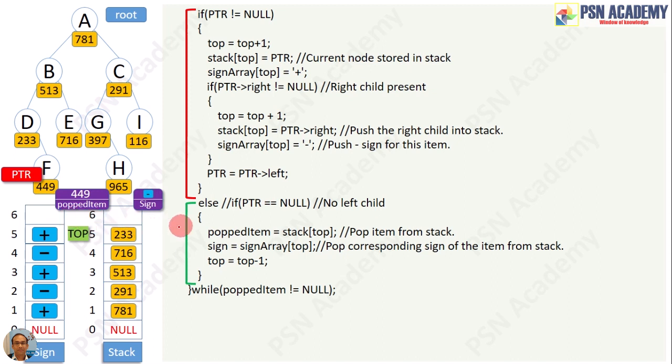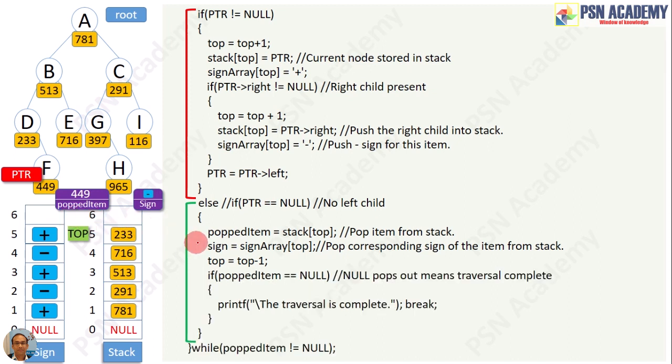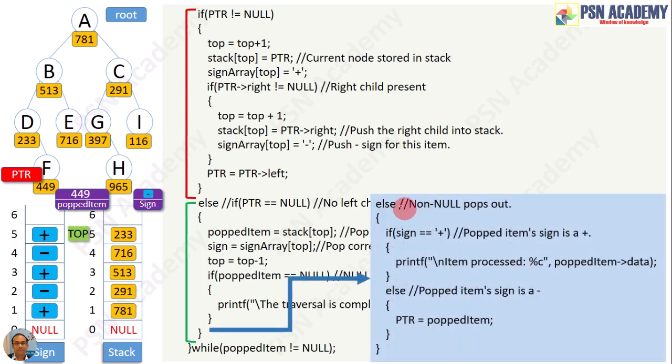So for that, we will have a check here. But before that, we will check whether the popped item is null or not. If the popped item is null, that means this null comes out of the stack, then you will know that your traversal is over, just like you have done in the in-order traversal case, right? Now here you see that popped item is not null. So this if condition will not work. So you have to go for an else block here. So this else block will work when the popped item is not null.